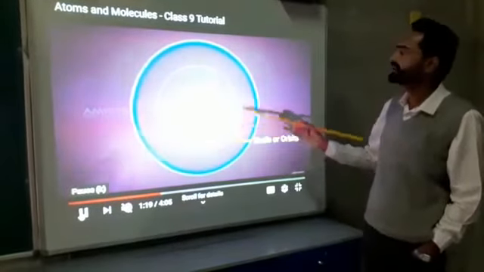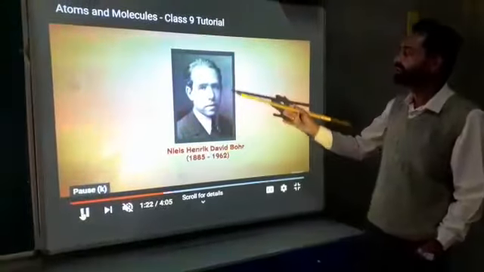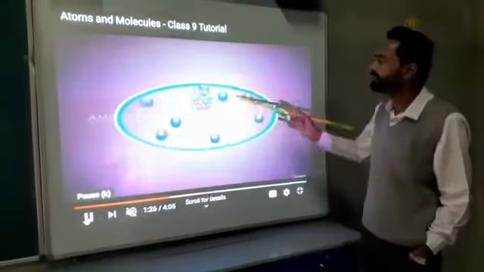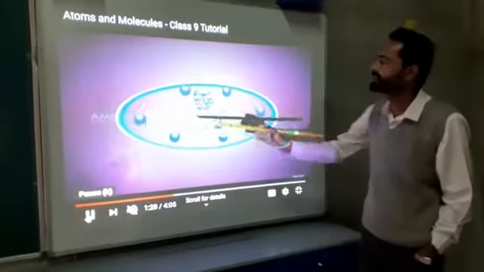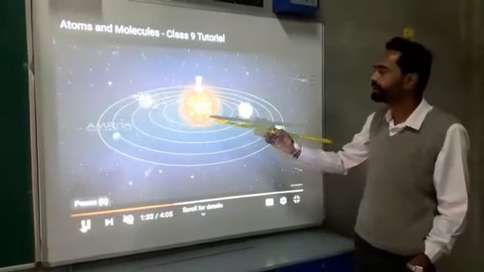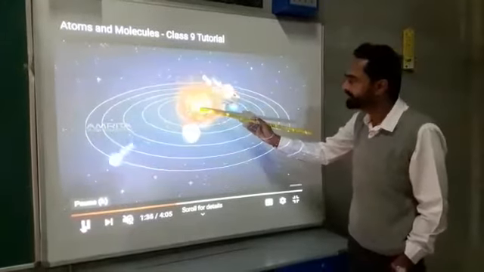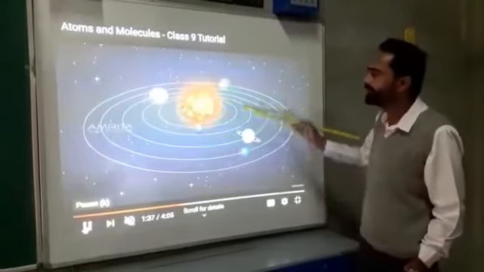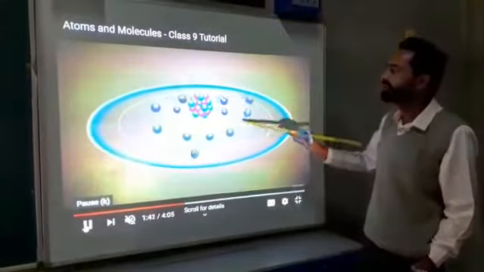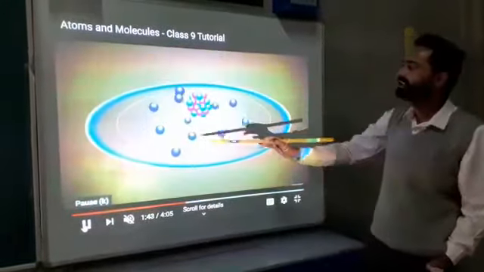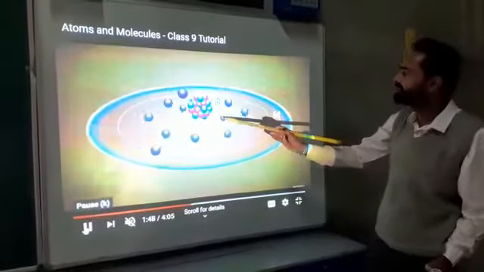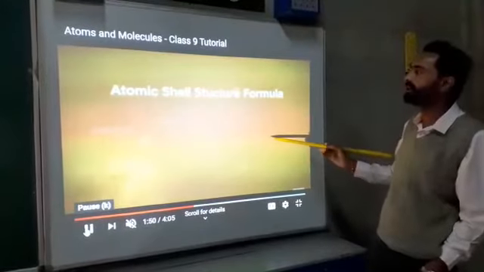And there are shells around the nucleus of an atom, given by a scientist named Niels Bohr. Electrons are revolving around the nucleus in particular shells. They are also called orbits. Just like in the solar system, the center is the sun and planets are revolving around the sun, electrons are revolving around the nucleus in fixed paths, and these fixed paths are known as shells or orbits, and they are given the names K, L, M and N.